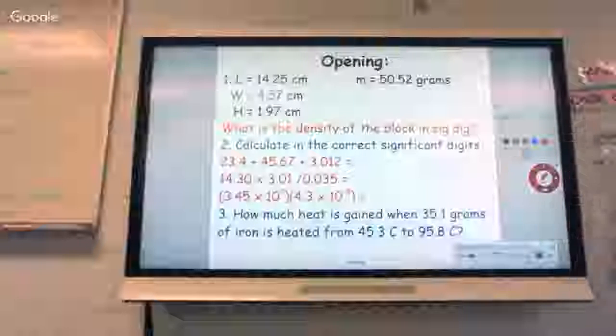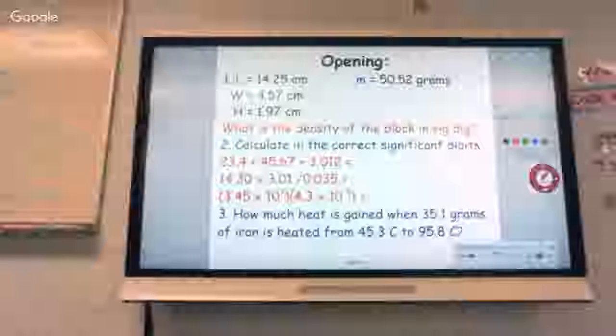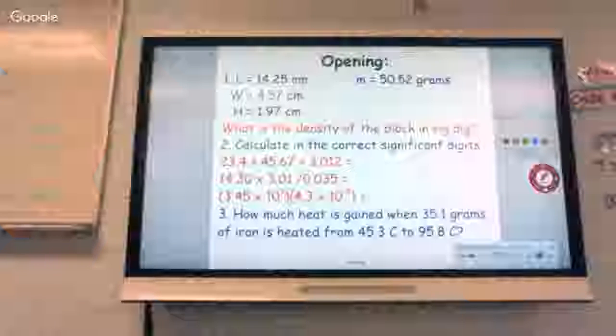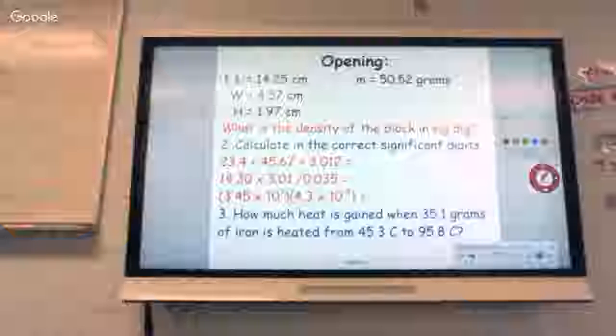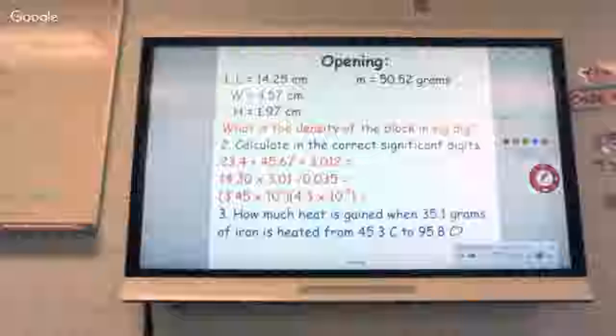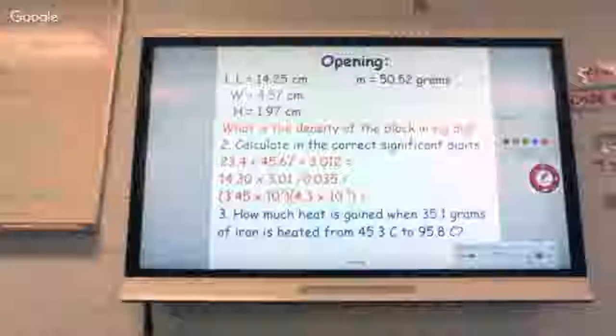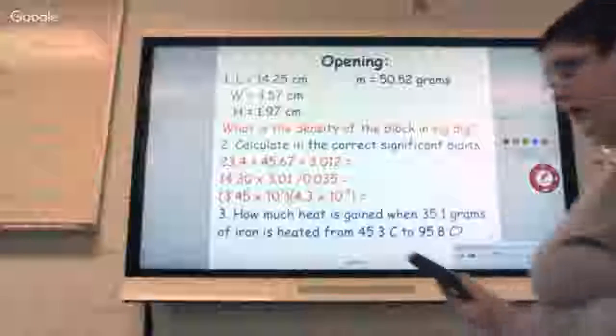With question 1 up here, which is why I put it up here. Not a lot to use, so rather than having to explain it 8 times, I just went ahead and put it in the open. So when you calculated your volume, and you multiplied 14.25 times 4.57 times 1.97, and you got your answer.